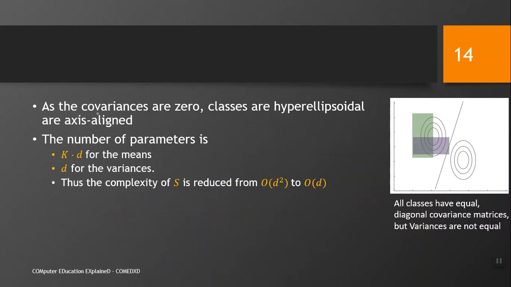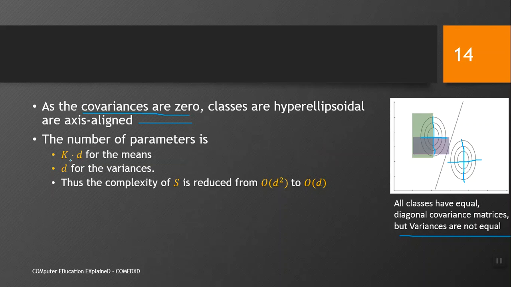As the covariances are 0, classes are hyper-ellipsoidal and axis aligned. If covariances are 0, and we have two classes, you can see that this variance is aligned with the x-axis, and this variance is aligned with the y-axis. Similarly, here you can see that alignment among the x and y-axis. All classes have the same diagonal covariance matrices, but variances are not equal, and you can see that variance along the x-axis is different as compared to variance along the y-axis.